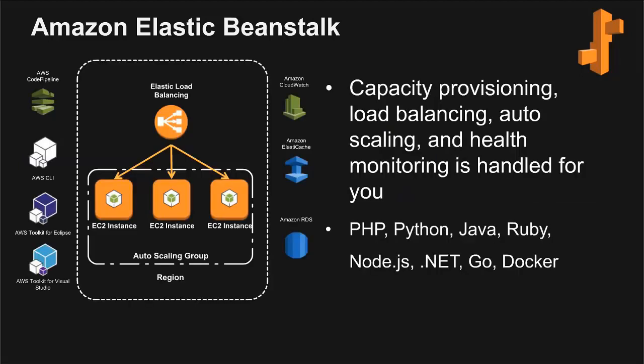Again, Elastic Beanstalk handles all the capacity provisioning, load balancing, auto scaling, and health monitoring, and it currently supports PHP, Python, Java, Ruby, Node.js, .NET, and Go as environments. It also supports Docker, which allows you to be really flexible there, and custom environments as well.